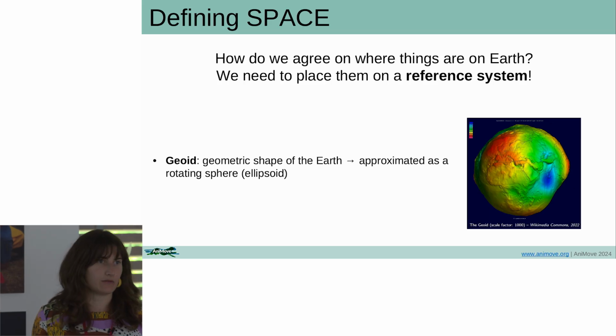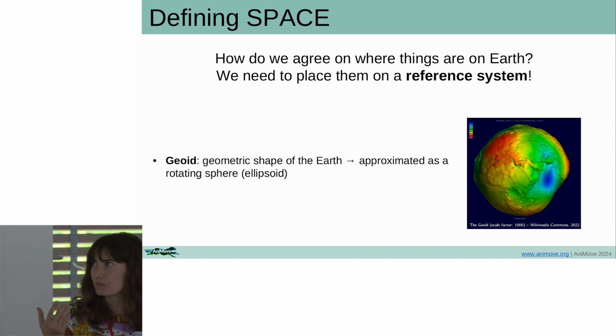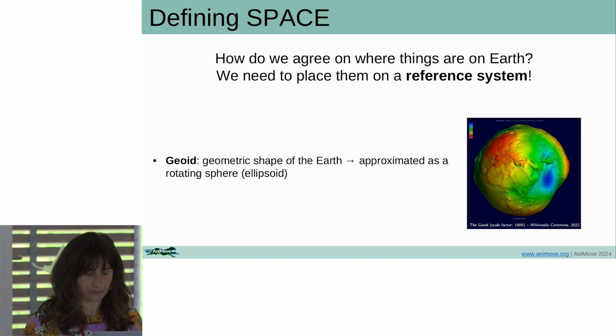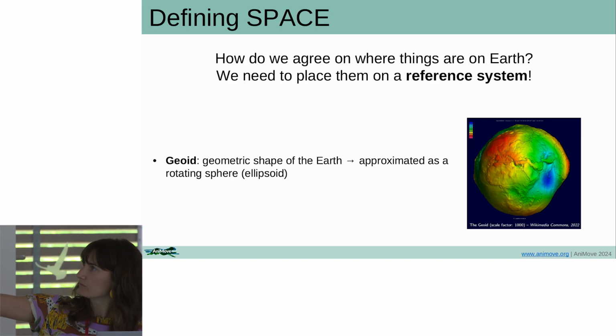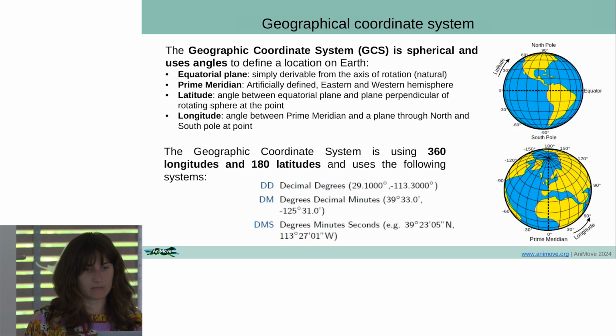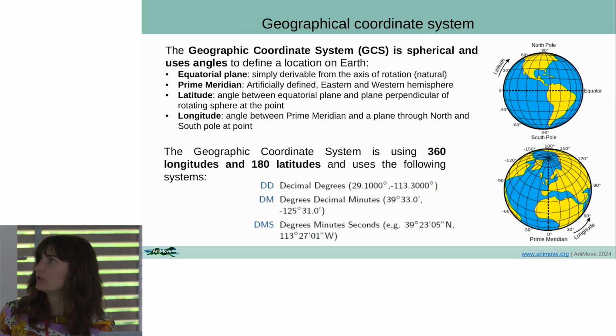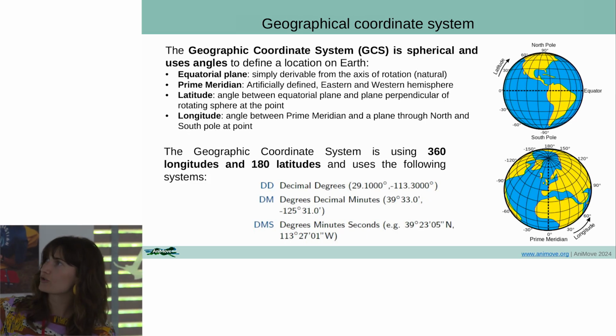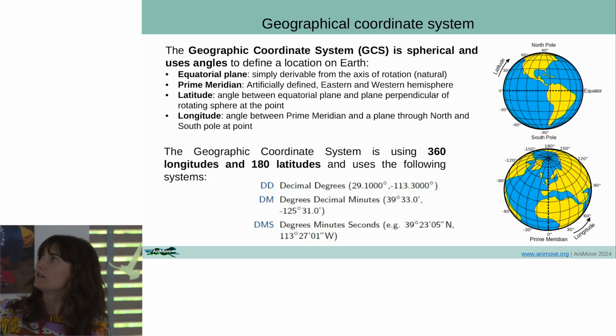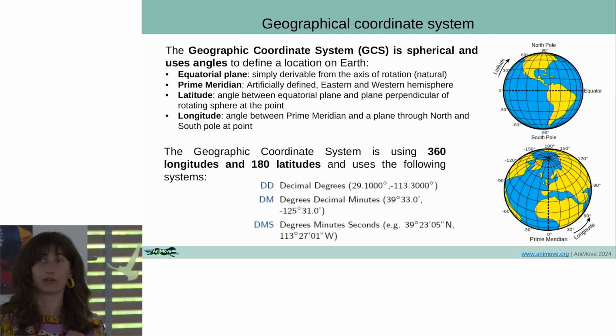And so for that we need a reference system, which can be easy, but we need to take a lot of things into account. So we can start from the shape of the Earth. It's a geoid. And then maybe this is some repetition for some of you, but what we can start with is a geographic coordinate system. This uses spherical coordinates, and it uses angles to find locations on Earth.